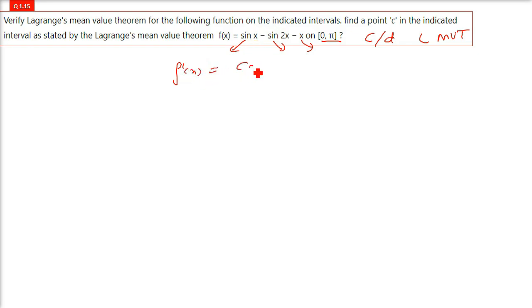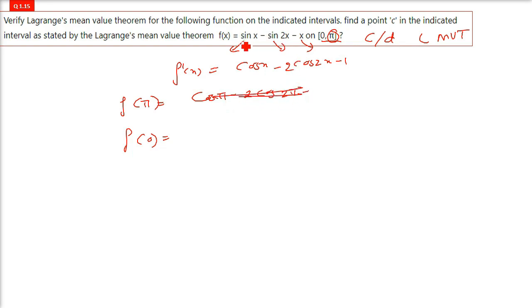We are going to differentiate it. Sin x gives cos x, sin 2x gives cos 2x with 2 in front, and this minus 1. This is your f dash x: cos x minus twice of cos 2x minus 1. Then we have fb minus fa by b minus a, which you already know how to do. We have b as pi and a as 0, so f pi and f 0.